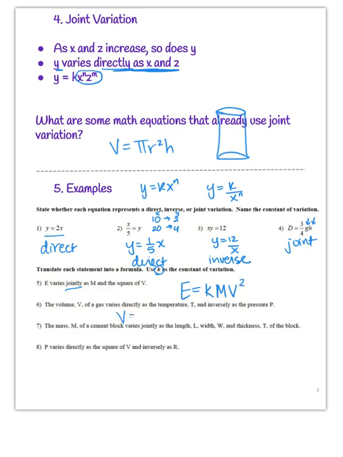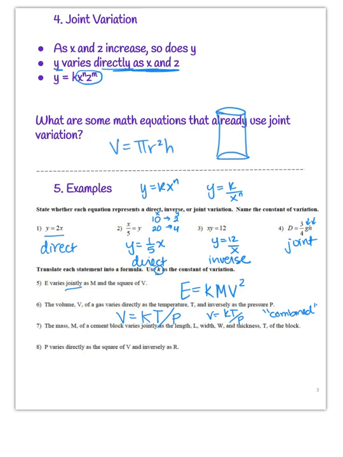Volume equals, you put in k. Directly as the temperature, and inversely as the pressure. So let me write that a little bit better. That's actually called combined variation. It's a little bit of both.